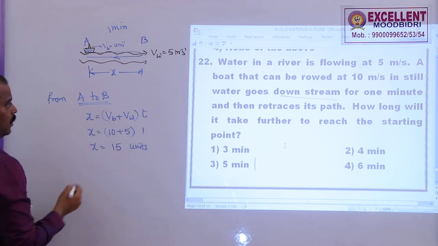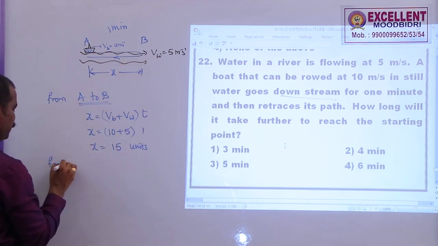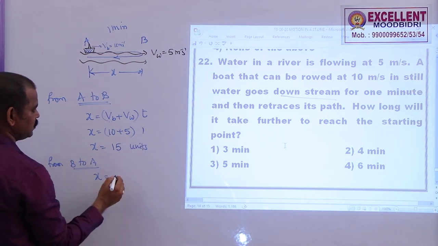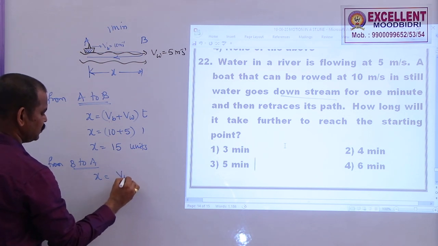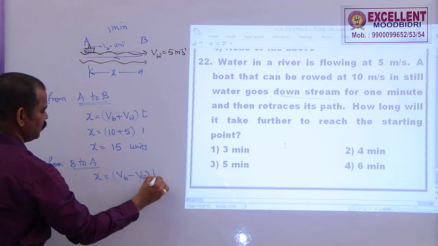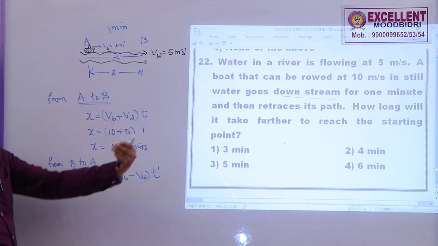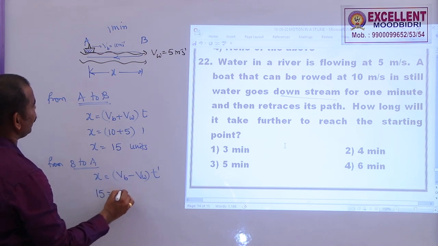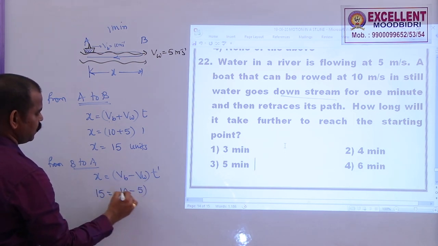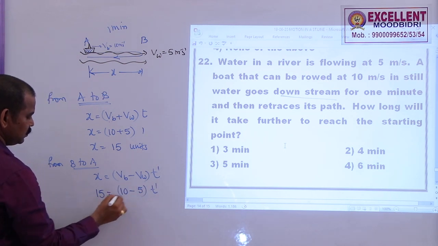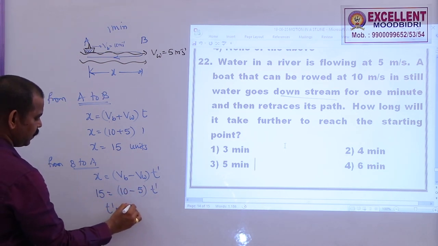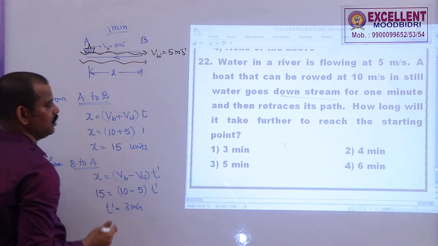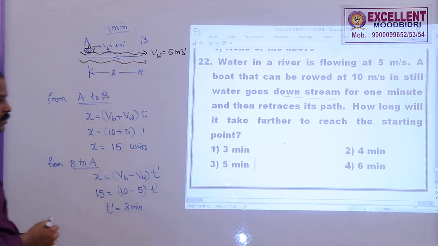15 units. Now, while coming back from B to A, it is going to travel the same distance x, which is given by velocity of boat minus velocity of water into T dash. Why? Because now the boat is going upstream. So this will be 15, which is given by velocity of boat 10, velocity of water 5 and T dash. So this is 5 into T dash, so T dash will be 3 minutes. So while going down it is taking only 1 minute, but while going up it will take 3 minutes. So option 1 is correct.